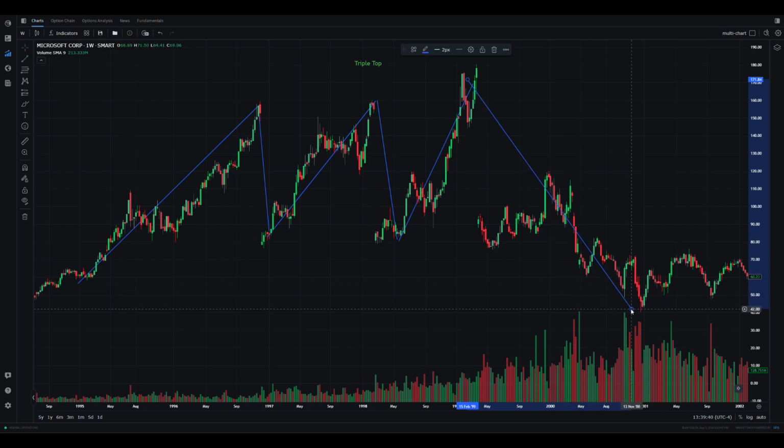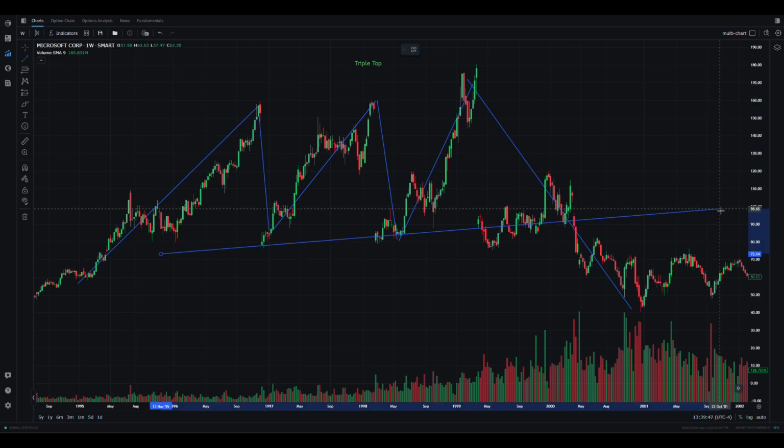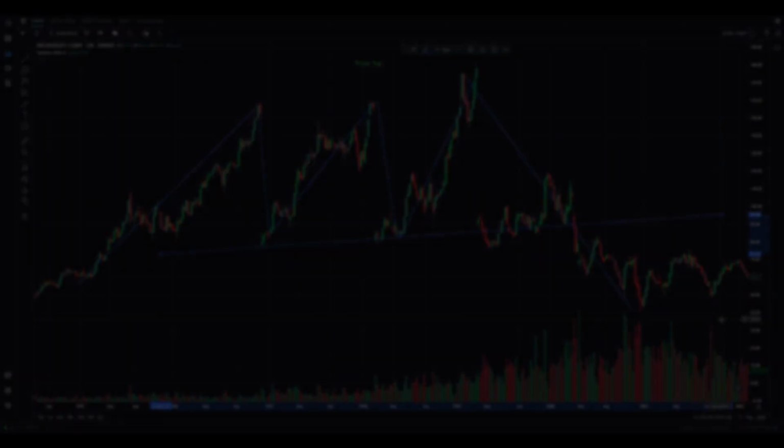to a downtrend. Traders typically wait for the price to break below the neckline, which is a support level formed by connecting the lows between the peaks. The breakout below the neckline confirms the completion of the pattern and validates the reversal signal.